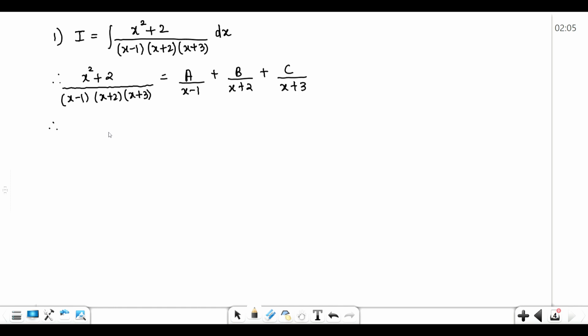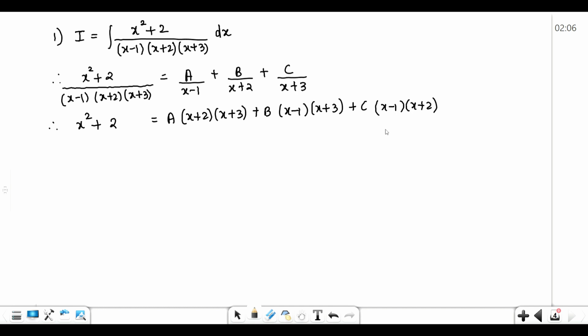So just think that we are multiplying both sides by these three brackets. That will give you x square plus 2 is equal to a times x plus 2 x plus 3 plus b times x minus 1 x plus 3 plus c times x minus 1 and x plus 2.